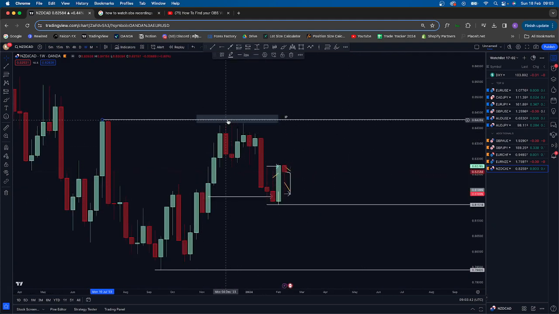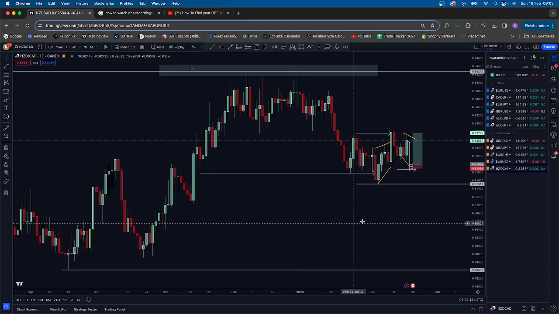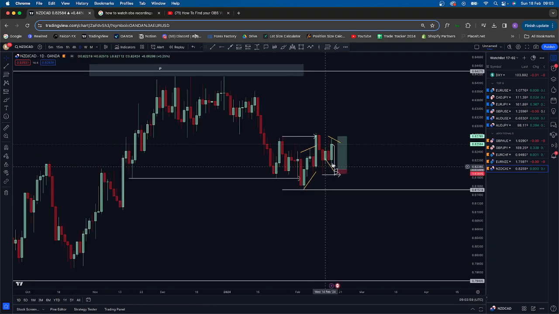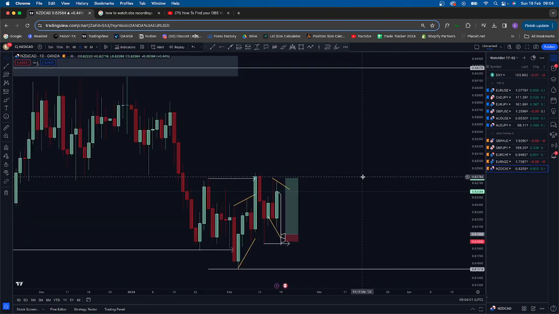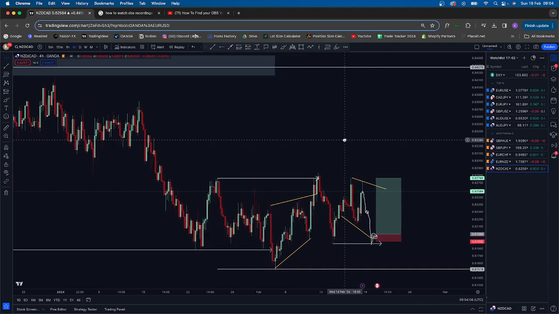Positioning wise, okay, we've got the near misses here. I'm just going to go down to the daily just to see this a little bit better. So price tapped into this area here. This was the origin of that push up, and then we had all this sideways price action. Let's just have a look at this here. I'm just going to go down to the 4-hour for more confirmation.